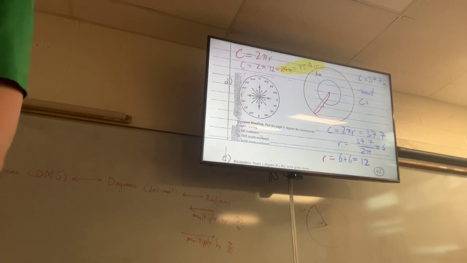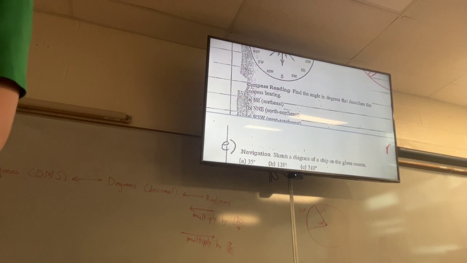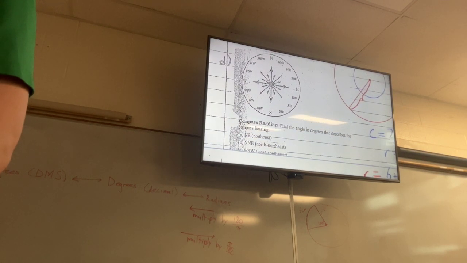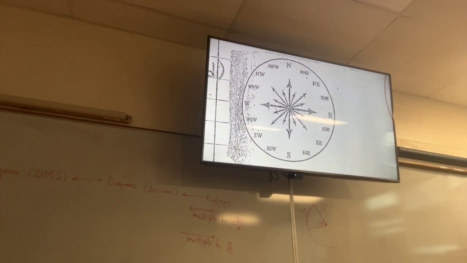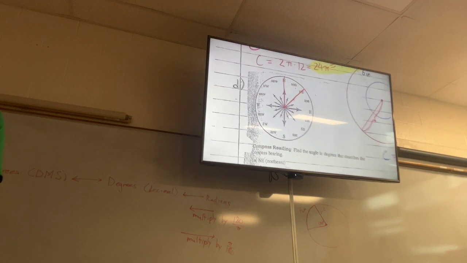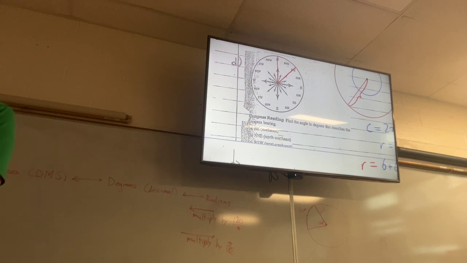All right, I got to move on to part D, okay? Find the angle in degrees that describes the compass bearing, northeast, okay? So we got a compass, okay? Going from north to northeast. That's what fraction of the circle? 1/8, yep. So to find that angle in degrees, you just do 360 divided by 8. 1/8 of 360.